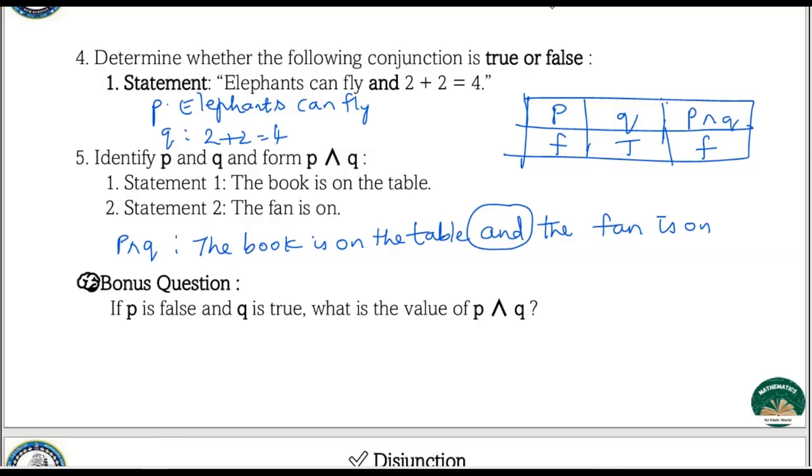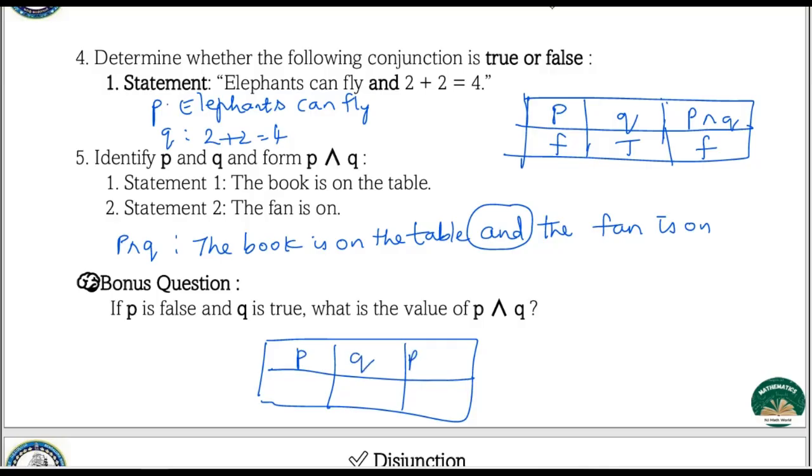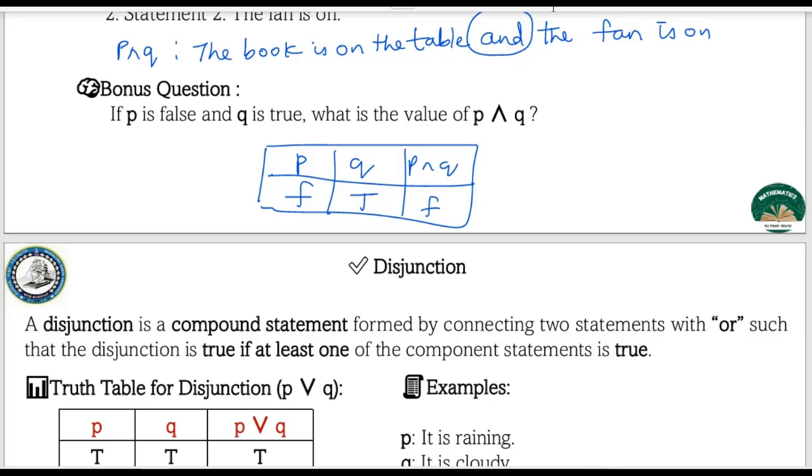If P is true, Q is true, the answer is true. If P is false, Q is true, what will be the answer? It will be false.